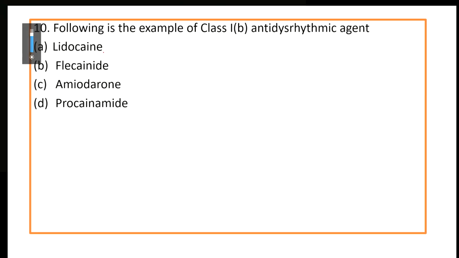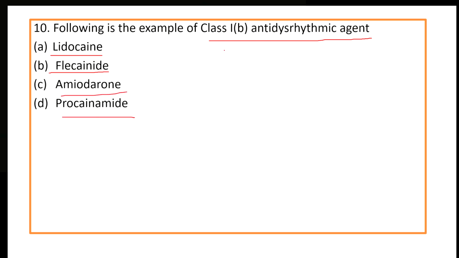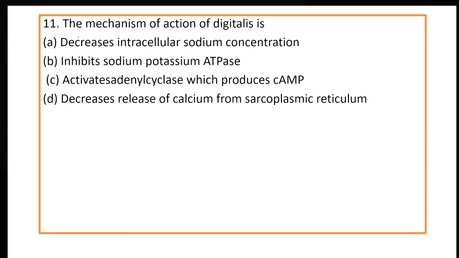Then next question number 10. Following is the example of class 1B antidysrhythmic agent. Options are lidocaine, flecainide, amiodarone and procainamide. The anti-dysrhythmic agents are very important from the exam point of view. You have to do all the classes, class 1, class 2, class 3, class 4. And the correct answer for this question is lidocaine, option number A. Go to the next question.